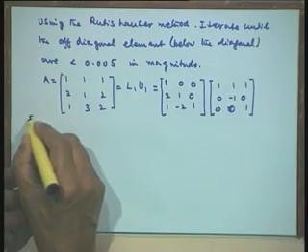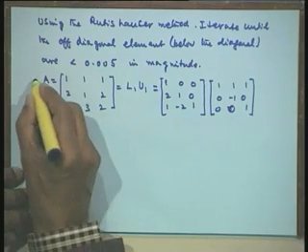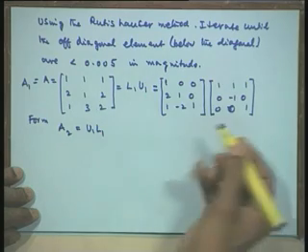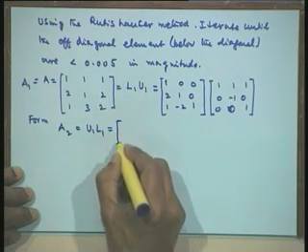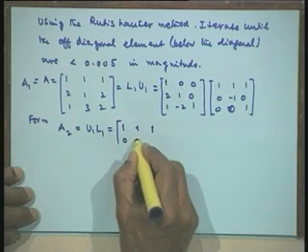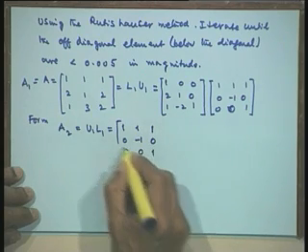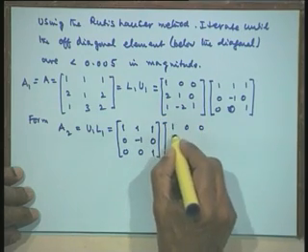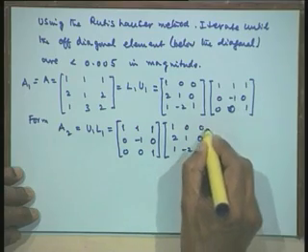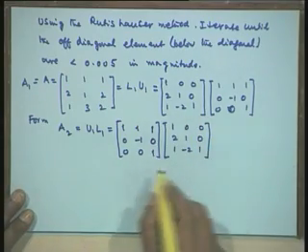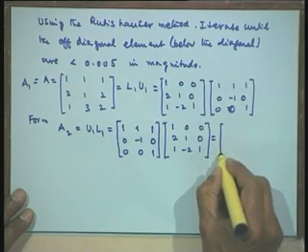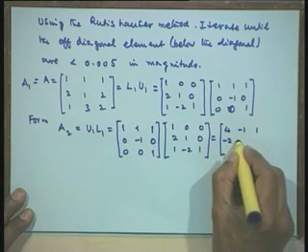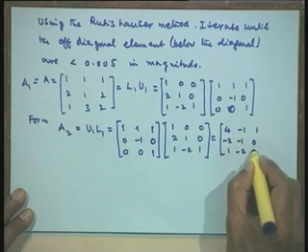Then we form the matrix A2, and we call this A1. A2 is equal to U1 L1. So, I interchange this product. I write U1 as 1 1 1, 0 minus 1 0, 0 0 0, and L1 as 1 0 0, 2 1 0, 1 minus 2 1. Just interchanging these two products, I then find the product. This comes out as 4 minus 1 1, minus 2 minus 1 0, 1 minus 2 1.